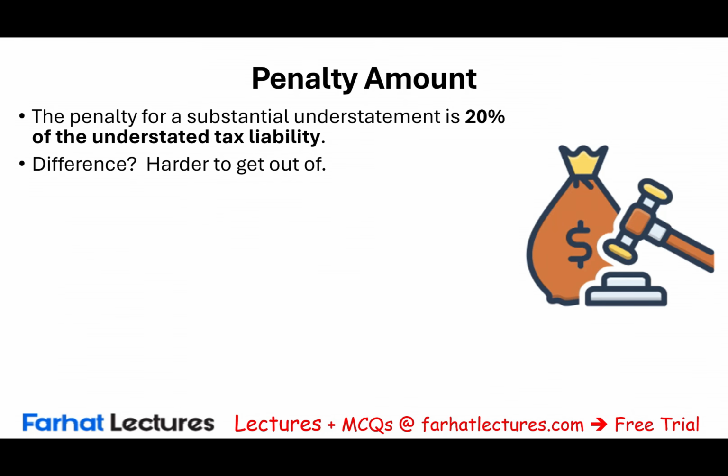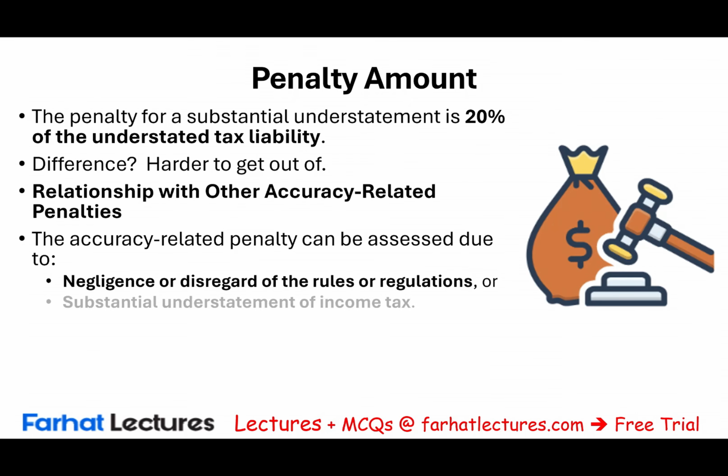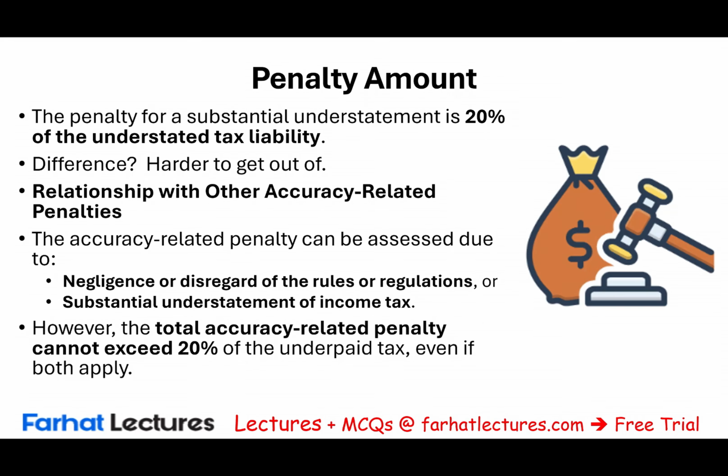The substantial understatement of tax liability is harder to get out of. So if you are understating your liability by a substantial amount and try to get out of the penalty, remember, you still have to pay the tax, but the penalty is harder to get out of. However, if both penalties apply, negligence and substantial understatement of tax, you don't pay twice. The penalty is max at 20%. Again, the only difference is that with the substantial understatement you're not going to get out of it that easily.